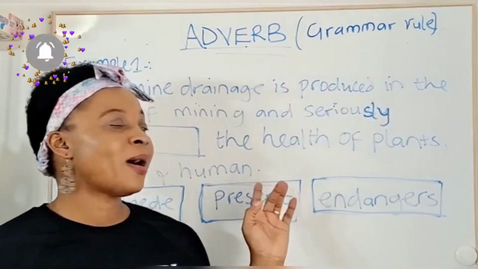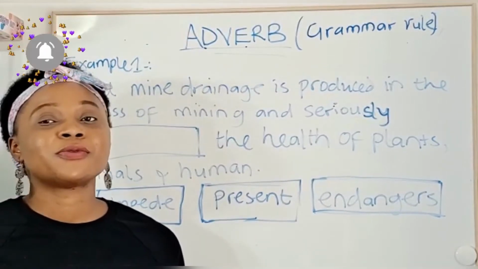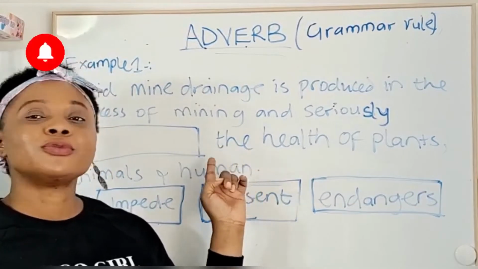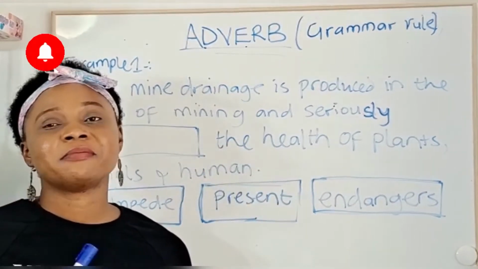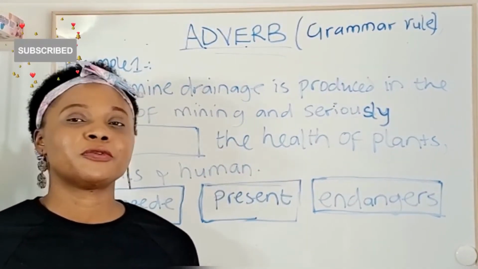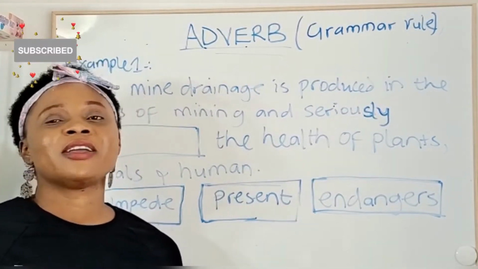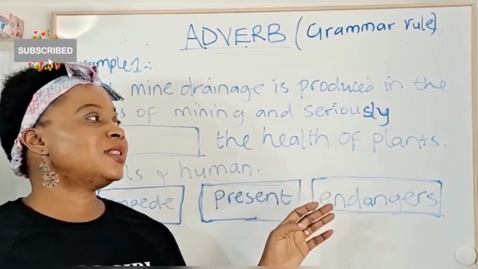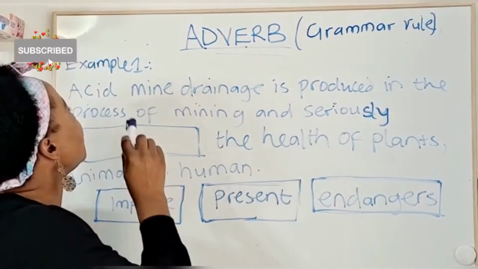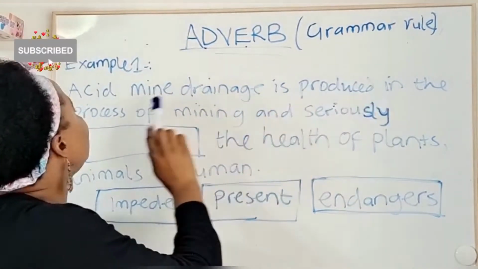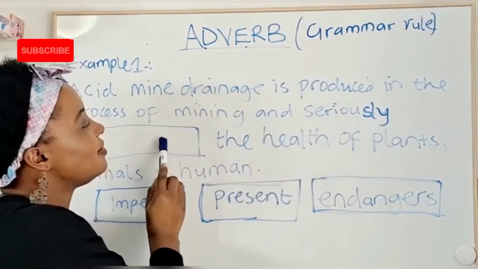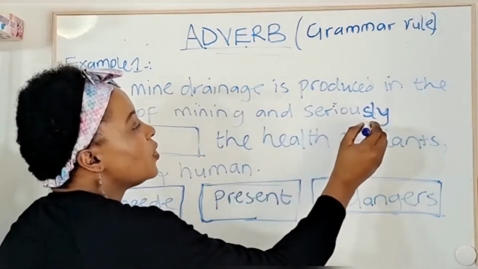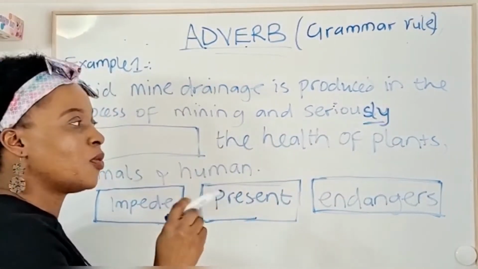Now, if you recall, the reason why I'm doing this video is for someone that wants to write the Pearson Test of English, especially the reading module, to be able to do this task. This task sometimes comes across as difficult for some people. But if you understand grammar rules and sentence structure, it will be easy for you to do this task. Let's look at this example. Acid mine drainage is produced in the process of mining and seriously dash the health of plants, animals, and human. We know here already that this word, we established something when we started down.